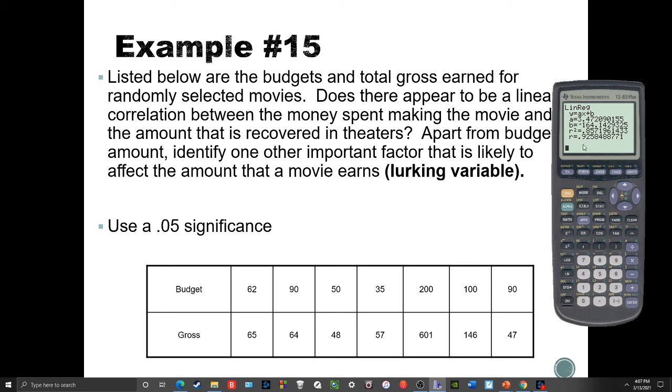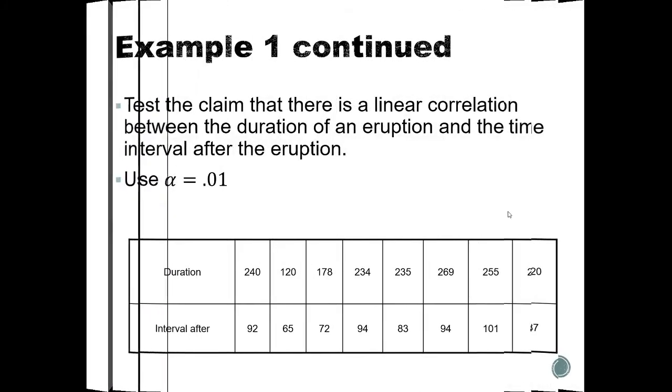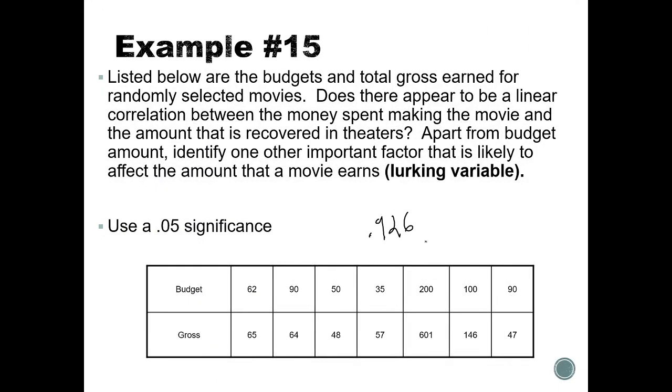Okay. So we have about, once again, 92, or 0.926, which is almost exactly the same as we had the last time. So 0.926 is our R. So with a 95% certainty, is that enough?